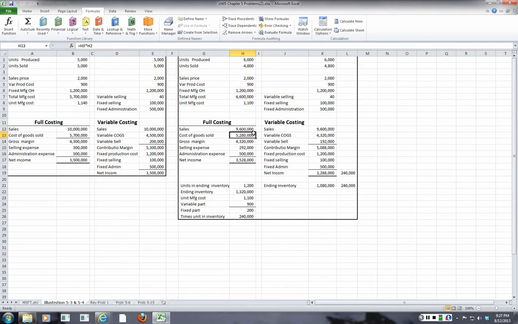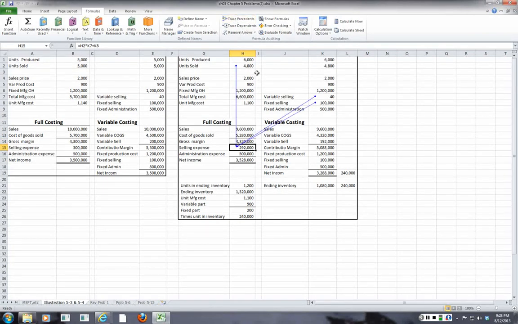Our cost of goods sold is the variable cost is, oh no, I'm sorry, I'm over here in full costing. We're going to take $1,100 of unit manufacturing cost and multiply it by 4,800 units. Gives us $5,280,000 of cost of goods sold. So our gross margin is $4,320,000. Now from that, we are going to subtract our selling expense.